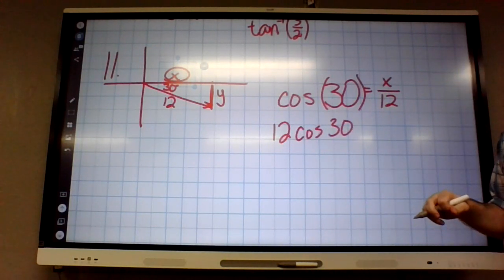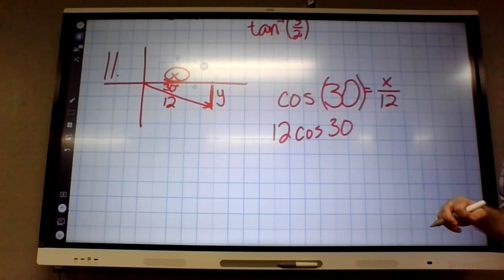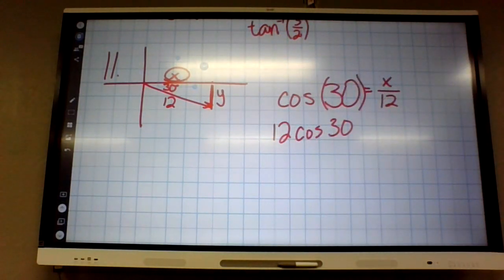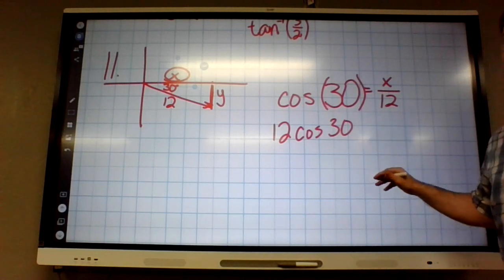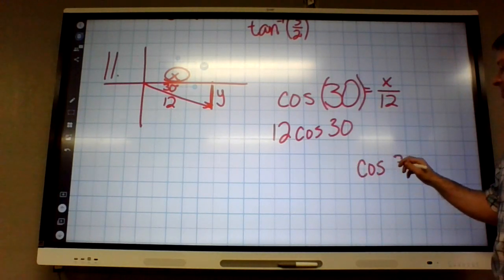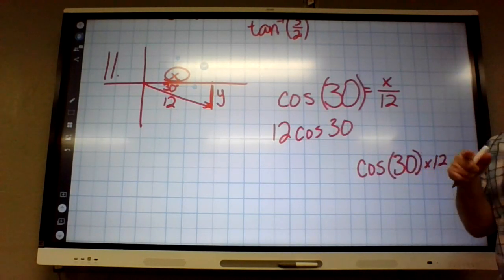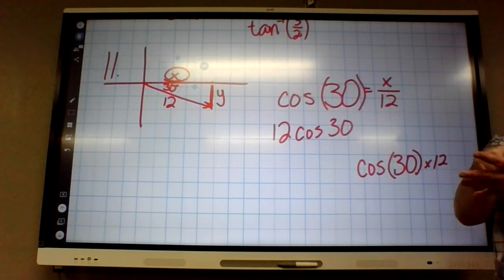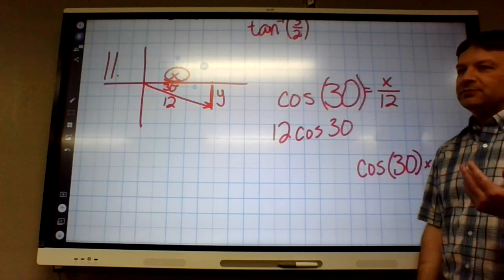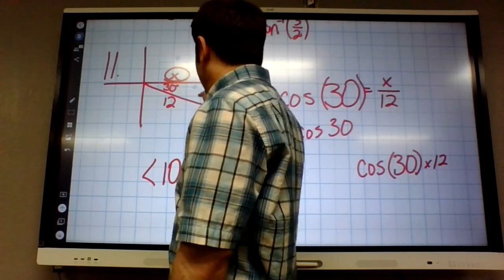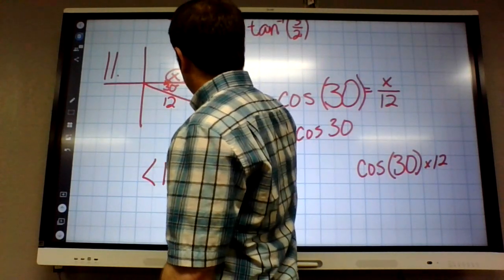Should be like 6 square root of 3, or like 10 point something. Oh, you have to close your parentheses around it. Now you put times 12 inside the cosine. It's 6 square root of 3. In this section, they just put decimals, so let's hit that decimal button on the calculator. It's 10.4. Okay, let's do 10.4. So this is the x component, that's how far right it's going. Like right here is 10.4.